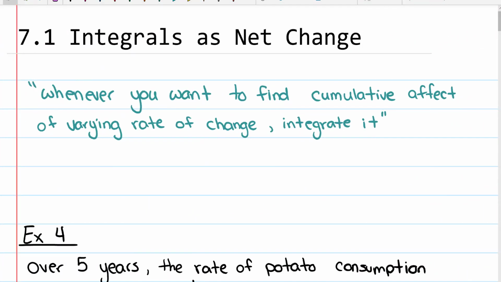Before we move on to example 4, I want to make the note that whenever you want to find cumulative effect over a varying rate of change, you can integrate. What this means is that if you ever want to figure out how much something has changed over time, or how far distance or how fast speed has changed, or how much something has changed or accumulated, the typical way to solve that kind of problem is integration. In example 4, we'll see a different type of example of how integration can be used in an application.